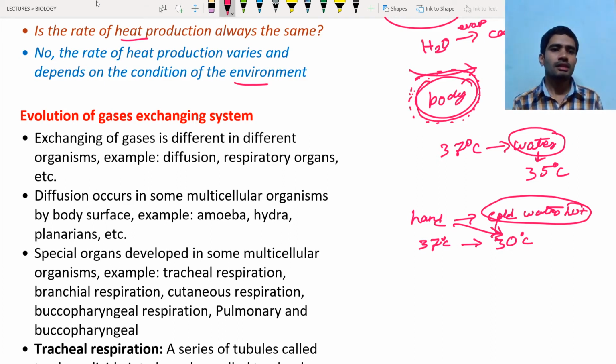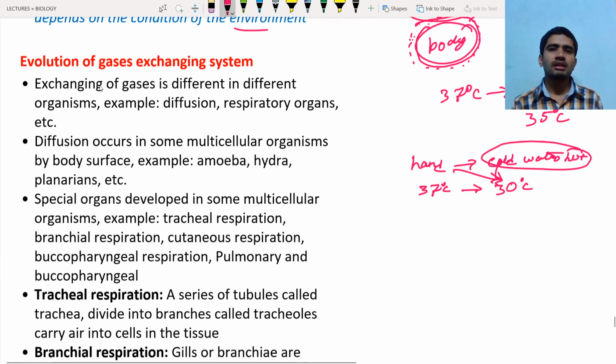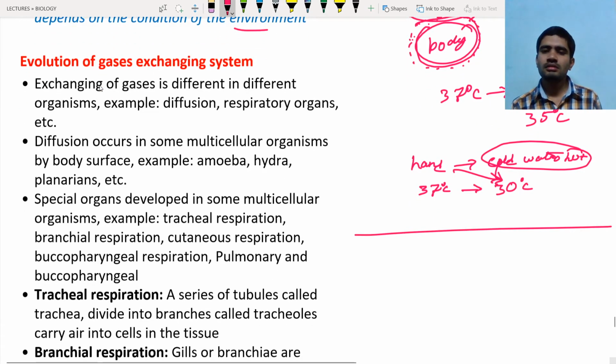Okay, so next is the evolution of the gas exchanging system. So what is the gas exchanging system? Exchanging means, this is a source, and it has some amount of energy or some amount of gases in it, so it will be exchanged into the environment. So this is known as exchanging. It means taking or giving away is known as the exchanging process.